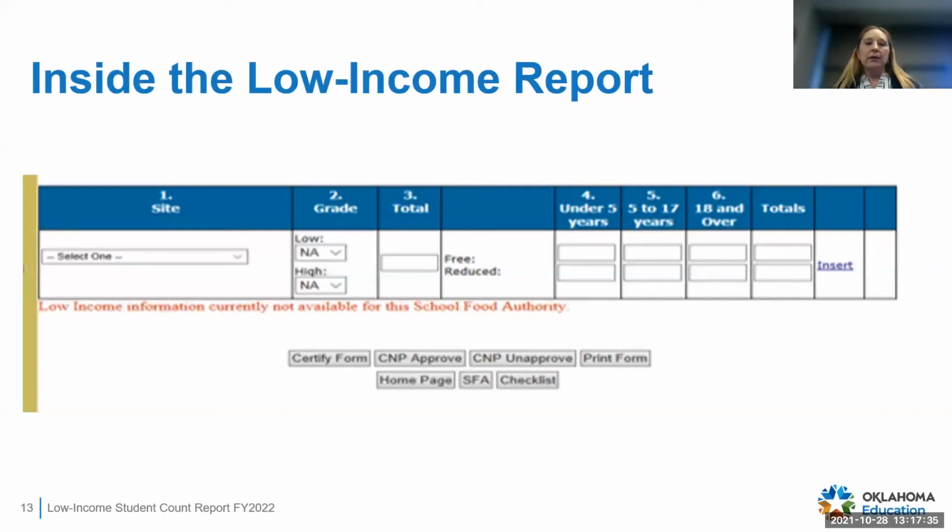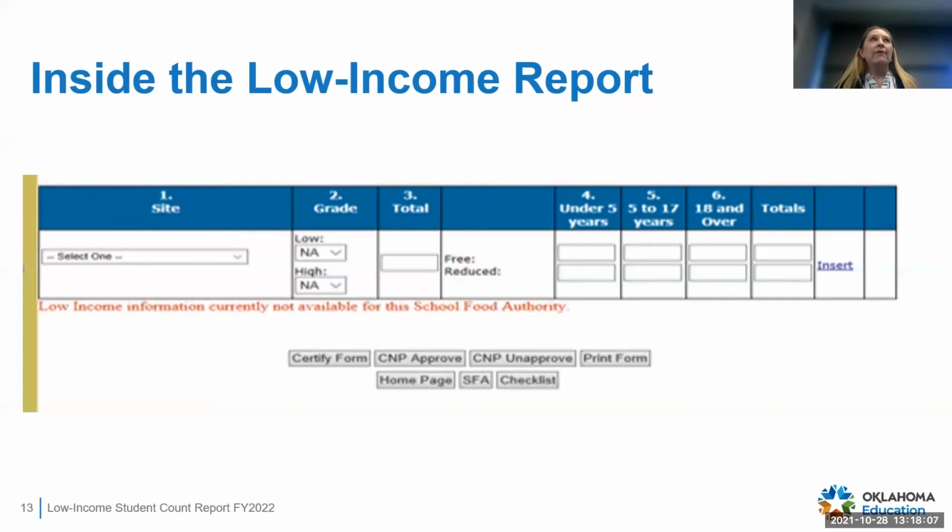So once inside the low income report, you're going to, first of all, select one in column 1. You're going to select your school site. Column 2 is you're going to pick your lowest grade to your highest grade. Column number 3 is where you're going to put your enrollment for your 5 to 17-year-olds. Column number 4 is going to be those free students and reduced students that are 5 years of age and under.